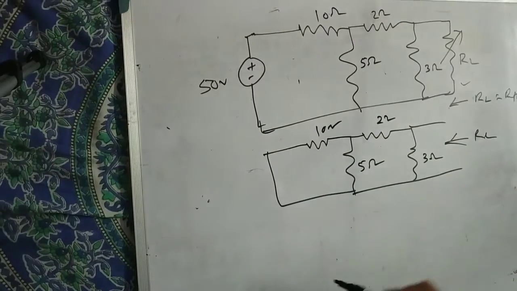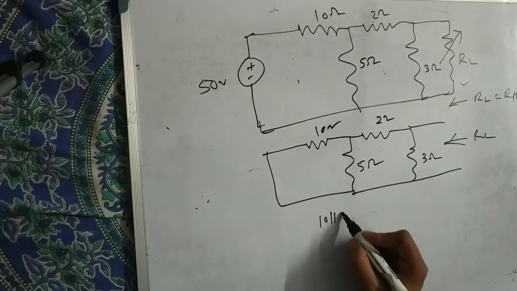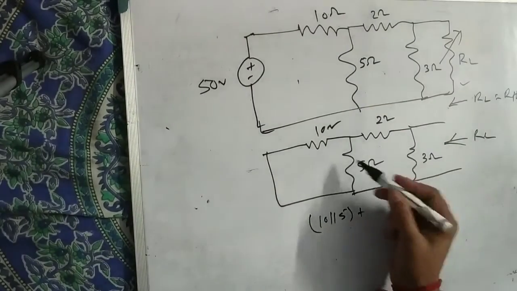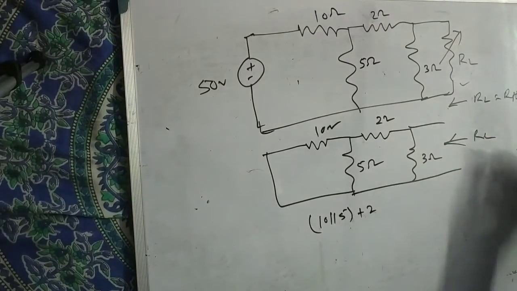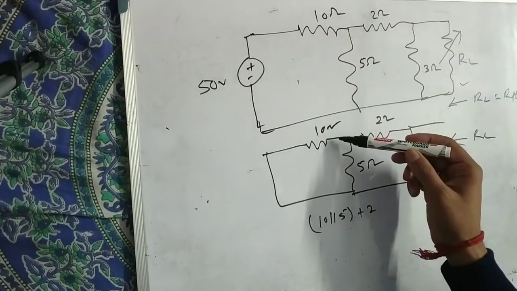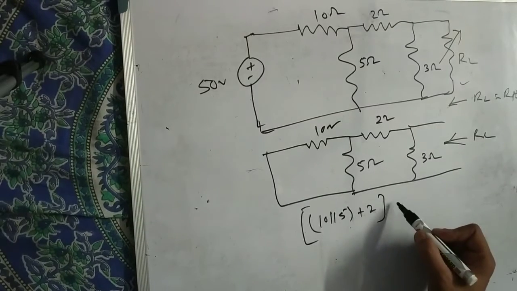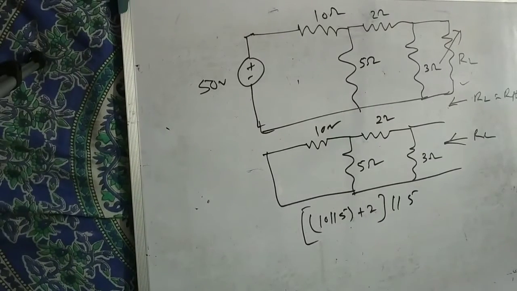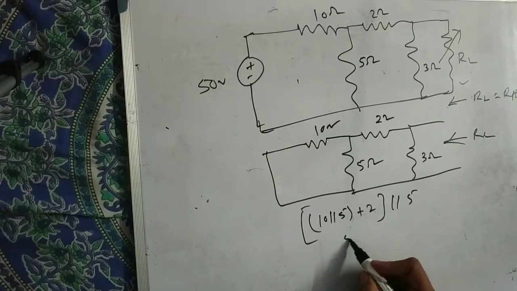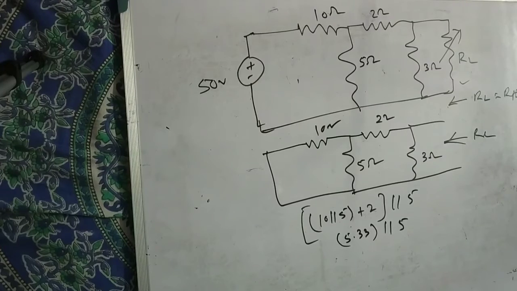So what will the RTH value be? We are looking from this side. 10 parallel with 5, plus series with 2 ohm, and then parallel with 3 ohm. 10 and 5 parallel means 10 into 5 by 15, which is 3.33. Plus 2 means 5.33.